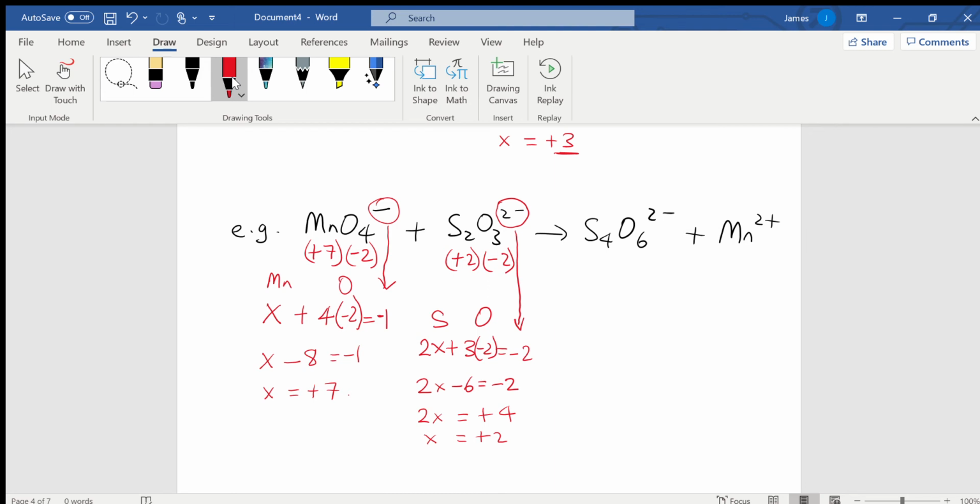Here, again, I have the whole thing as -2 because of the residual charge. I have 6 oxygens on this occasion, so 6 -2 oxygens, and then 4 whatever sulfur is. And I have to solve again. So I've got 4x minus 12 is -2. Add 12 to both sides. 4x is 10.